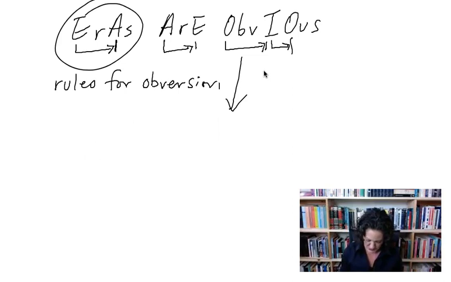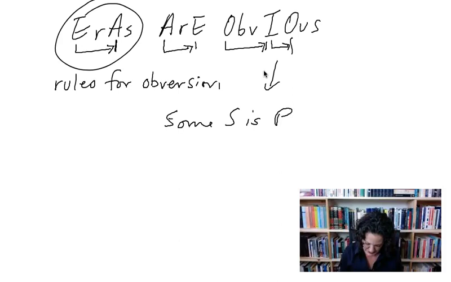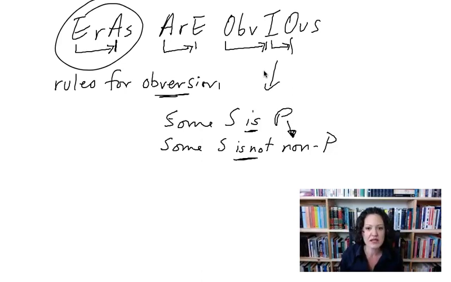All right, last one. We'll do I to O. Okay, so I says some S is P. That's our I statement. When we obvert it, it's going to say some S is not non-P. So the is, affirmative, changes to the negative, and then we negate the predicate term here, right? So that's the rules for obversion.